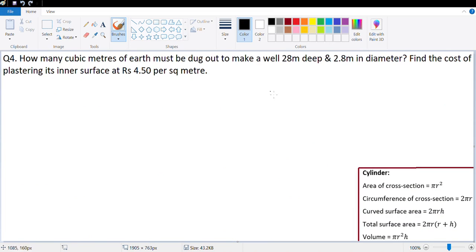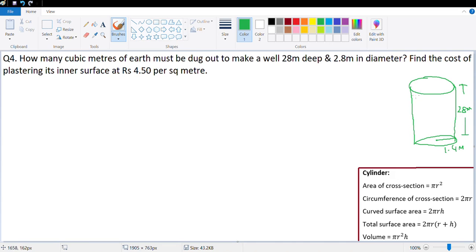The next question that we do is question number 4. Question number 4 says, how many cubic meters of earth must be dug out to make a well 28 meter deep and 2.8 meter in diameter? Okay, so this is the well that we're talking about, and the diameter is given as 2.8, which means the radius is 1.4 and the height is 28 meter.